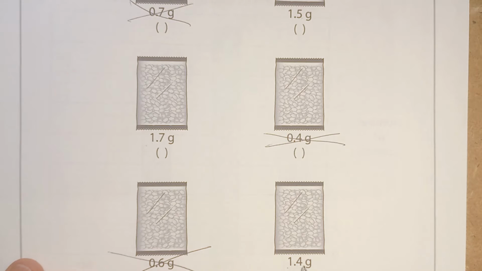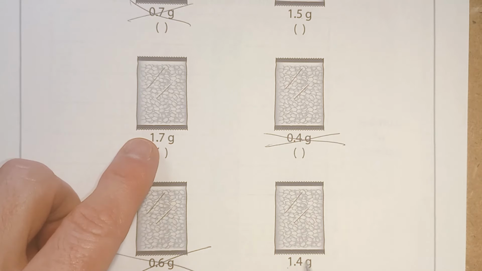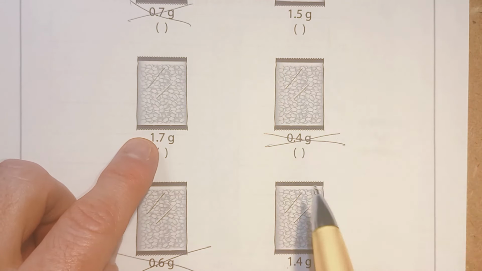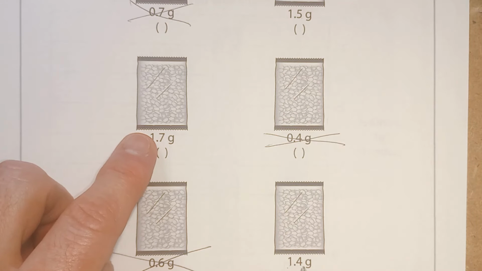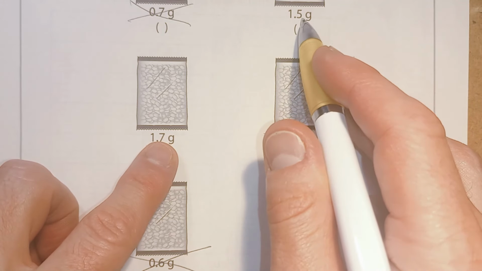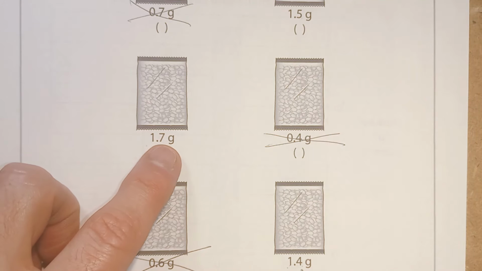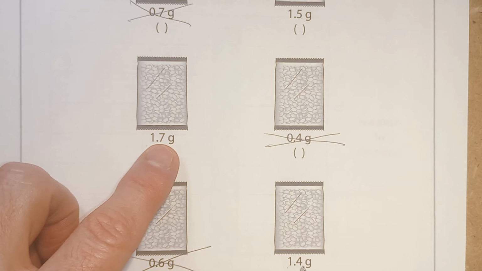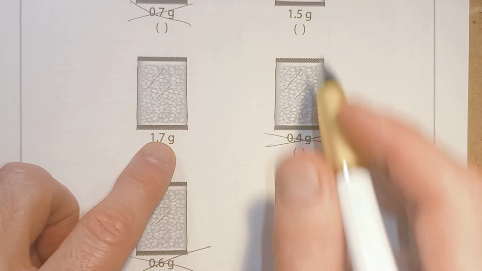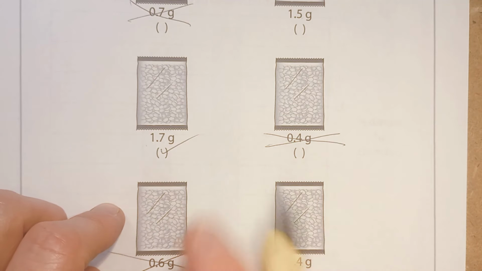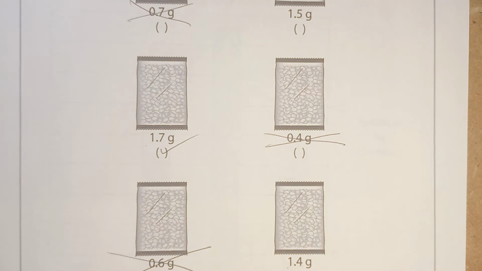1.7, or 1.4. Because the bit at the front of the decimal point is the same for all of them, we can just look at the second number after the decimal point. We want the most, so we want the biggest number. Well, 7 is more than 4, 7 is more than 5. So we're going to go with that one there.